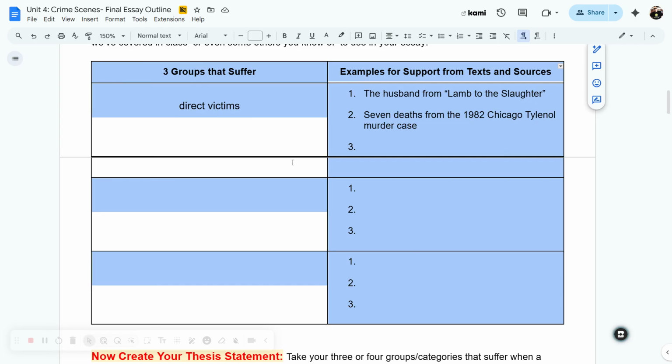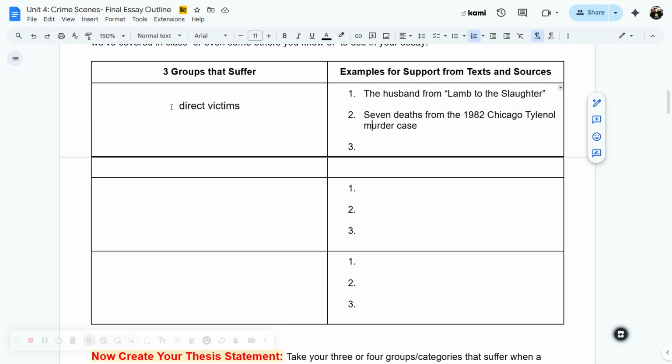Okay, if you're back, then I'm assuming you either already had the boxes completed or you went back and completed them. So for my example, I'm just going to do direct victims, and you can notice I have 2 here. One was the husband from Lamb to the Slaughter, and the other were the 7 deaths that occurred in the 1982 Chicago Tylenol murder case. Yours can be different. You do not have to have these, so make sure that you choose the examples that you want to use the most.